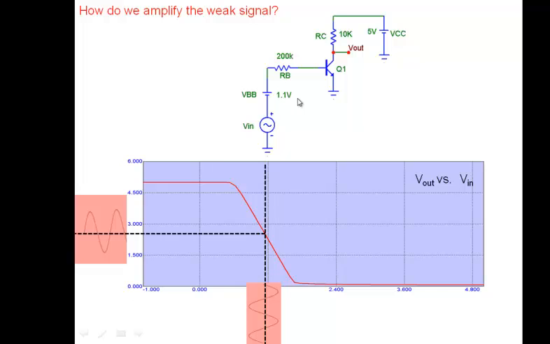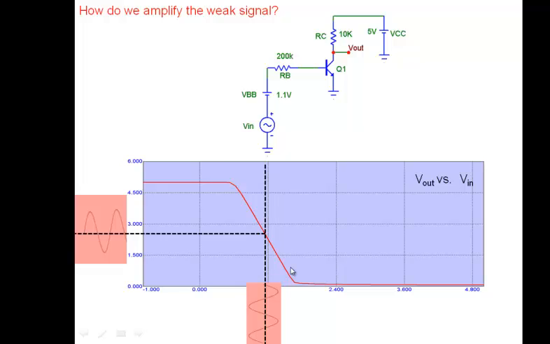Similarly, I could have used a very small VBB. I could have been here. It would amplify, but very quickly it will go into cutoff state. So again, it's a bad operating point. So you are seeing the consequences. Where do I put my operating point? What value of 1.1 do I choose? Should I choose here? Should I choose here? All these things are important.